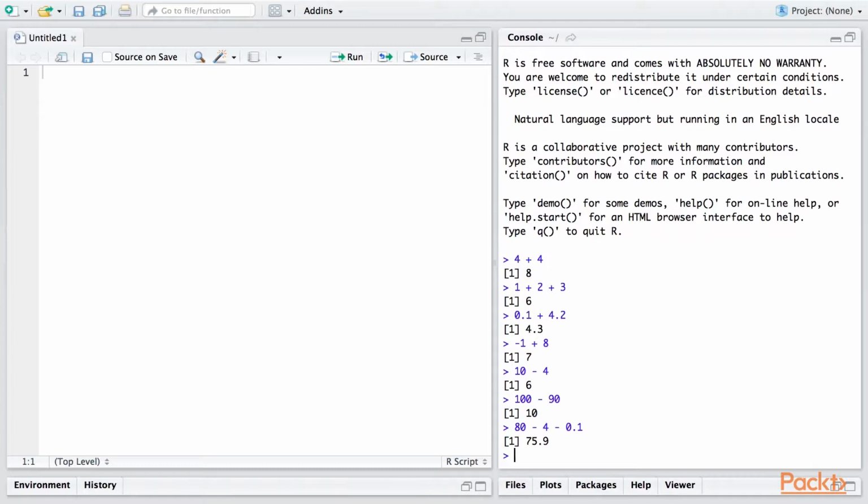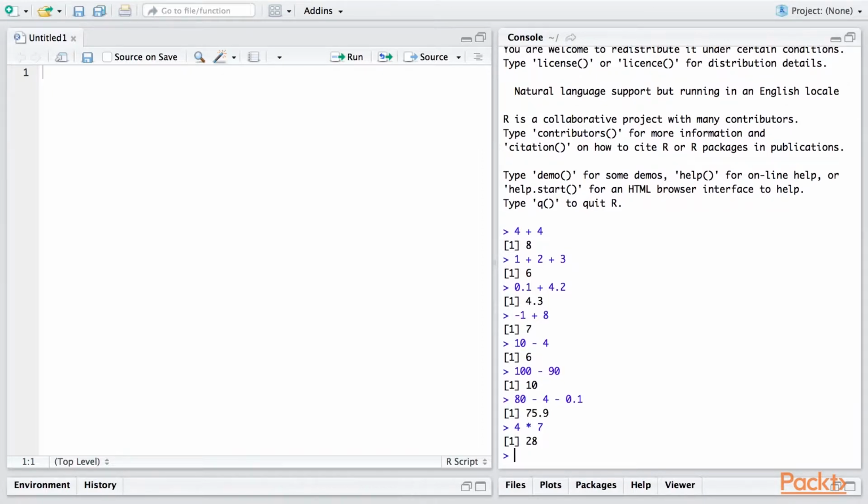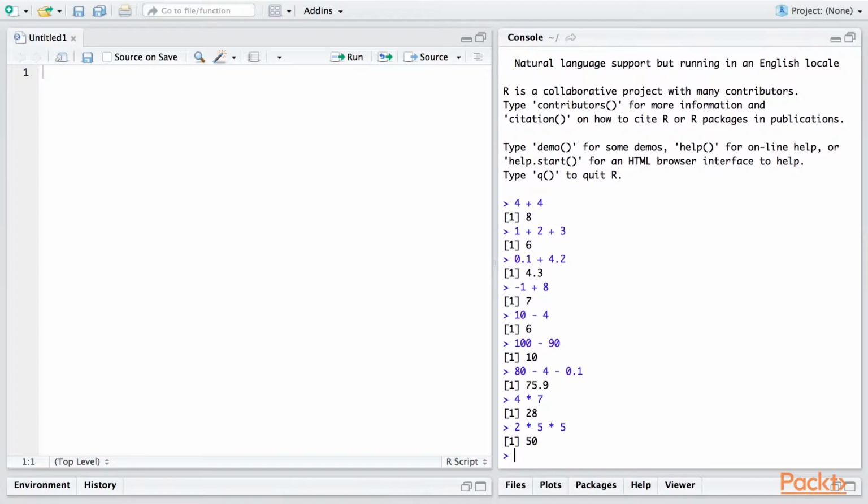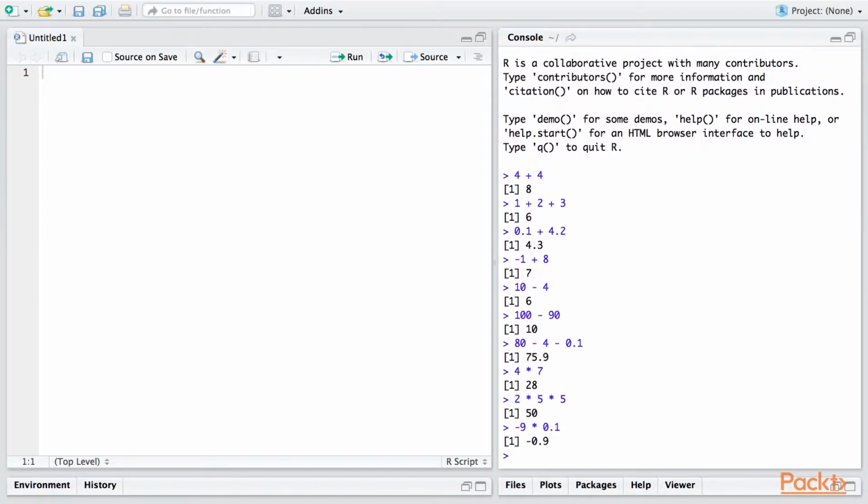For multiplication, we use the asterisk, which is above the 8 on most keyboards. So to indicate 4 times 7, we type 4 asterisk 7, 28. Multiplications can be chained together. 2 times 5 times 5 is 50, and we can use negative numbers and decimals. Negative 9 times 0.1 is negative 0.9.